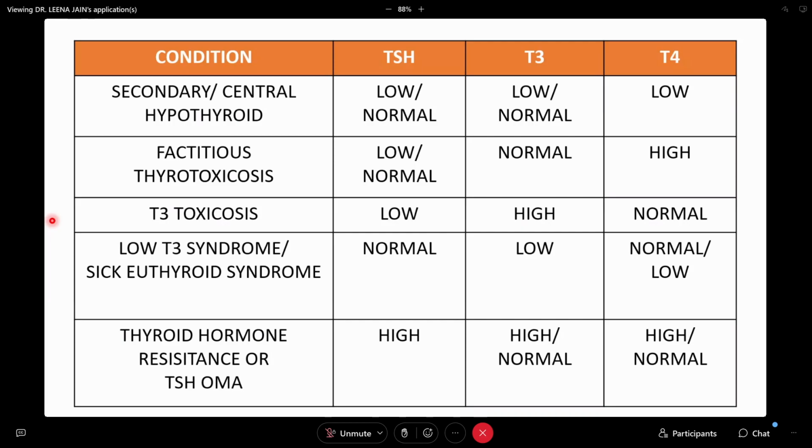Then there is one entity called thyroid hormone resistance or TSHoma, in which there is high secretion of TSH, or you can say there is a tumor which is secreting more TSH. So in those cases, TSH level will be high, T3 will also be high, and T4 also will be high. They could be normal also, but mostly they will be high. So this is called thyroid hormone resistance, because all are not responding to each other. Everything is getting onto the higher levels. They are not getting suppressed.